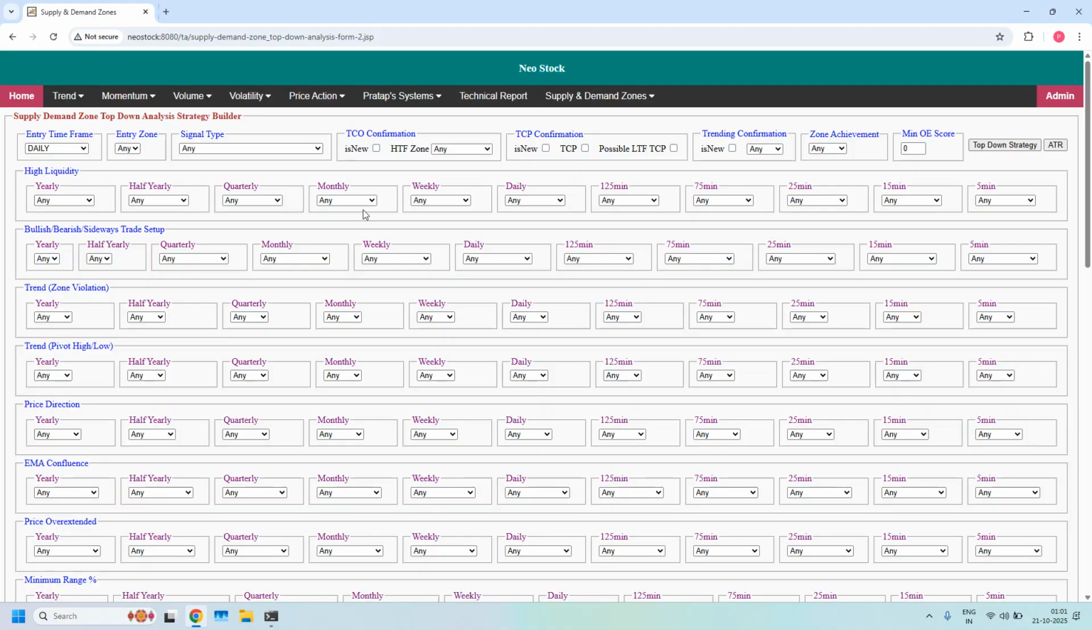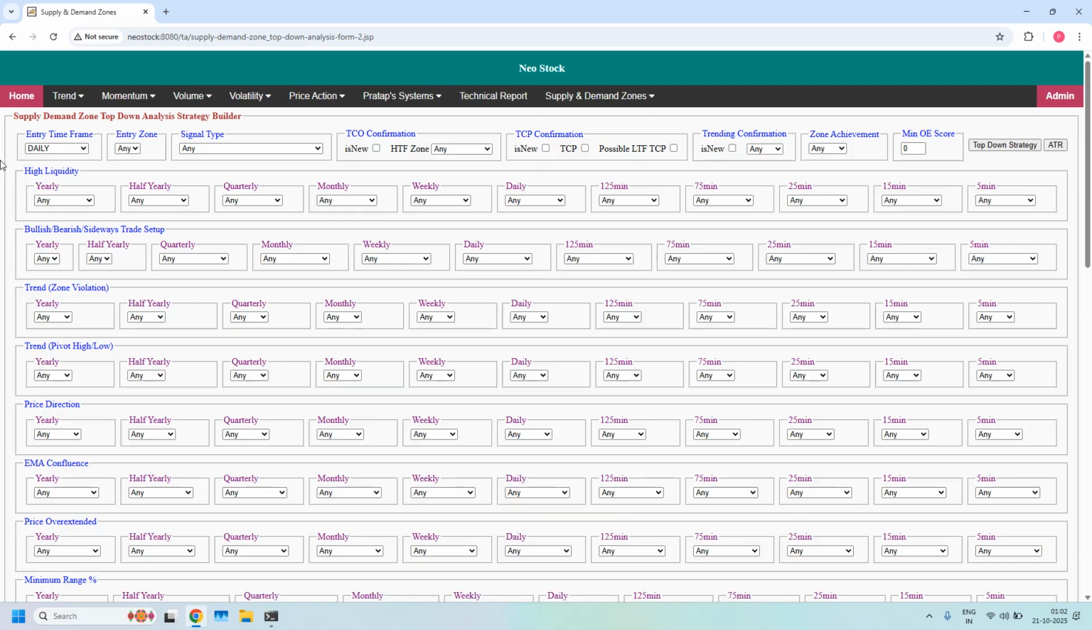Okay, now I am generating different supply demand zone reports with the help of NeoStock Software's supply demand zone top-down analysis strategy builder. And one important instruction: when I am generating the reports, I am giving you very few seconds to watch them. So I request you to pause the video, study the report, and then proceed to the next reports. And new subscribers, please listen to the commentary, so that the first time you listen, you will understand on what basis I am generating all the supply demand zone reports.